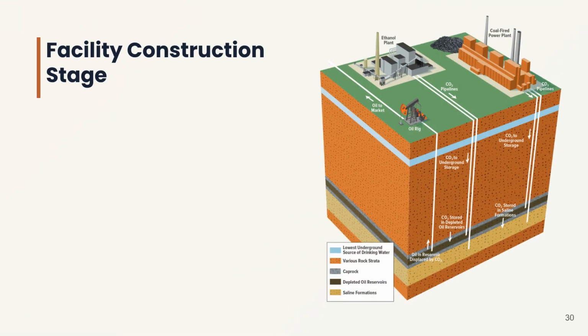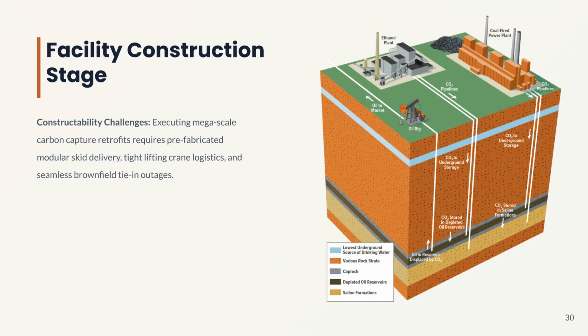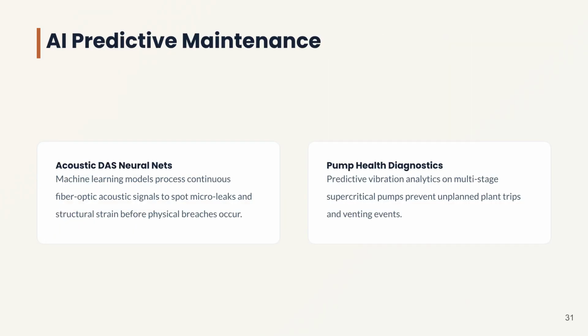Finally, the construction stage involves complex logistics for modular delivery and brownfield integration. We conduct stage gate audits to ensure structural integrity and safety before final commissioning. Artificial intelligence is revolutionizing predictive maintenance in CCUS. Neural networks analyzing continuous fiber optic acoustic data detect micro-leaks and structural strain early. Meanwhile, vibration analytics on supercritical pumps help prevent unplanned plant trips and venting events.